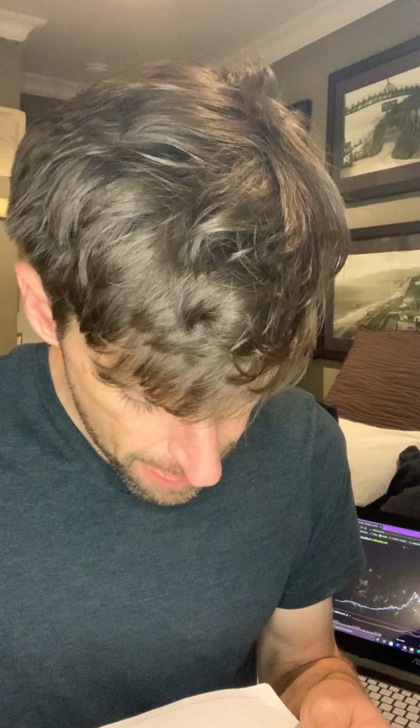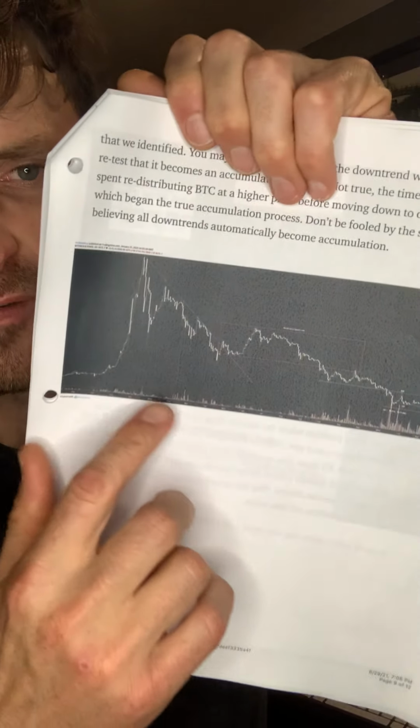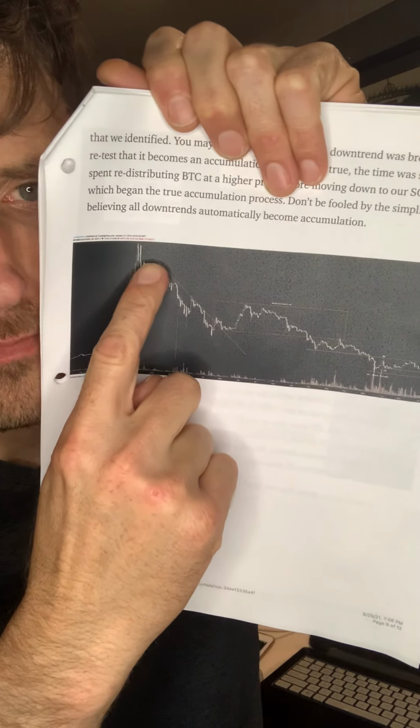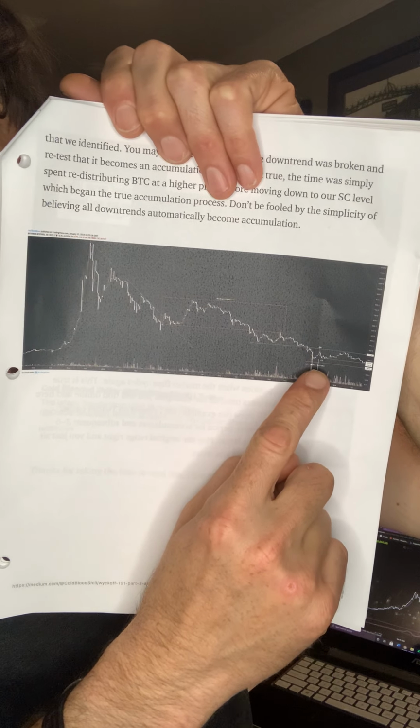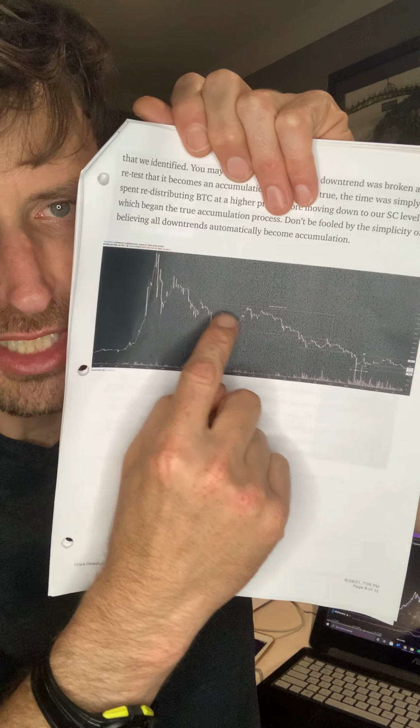Don't be fooled by the simplicity of believing all downtrends automatically become accumulations. Look familiar? Tesla, Bitcoin, Ethereum, look how it runs out. It just keeps going, with little hints that you think you're gonna make some money, and then it goes away. Time to put your stop loss on there.